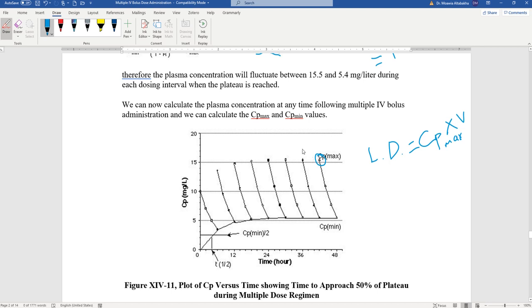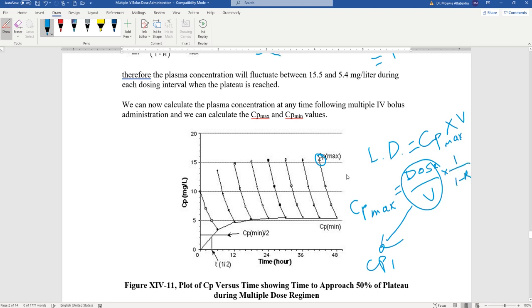How do I know the maintenance dose? You know that CP max is equal to dose over V, which is CP0, multiplied by 1 over 1 minus R. So I can see here the dose. What is this dose? This is actually your maintenance dose.